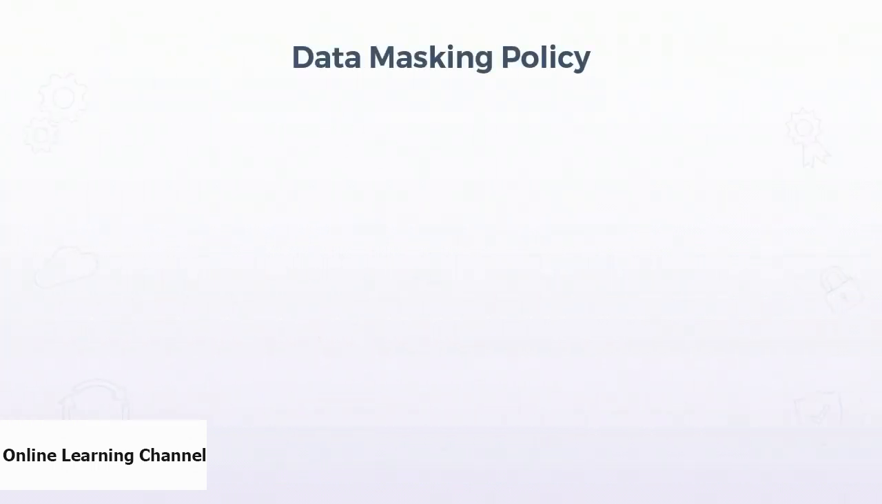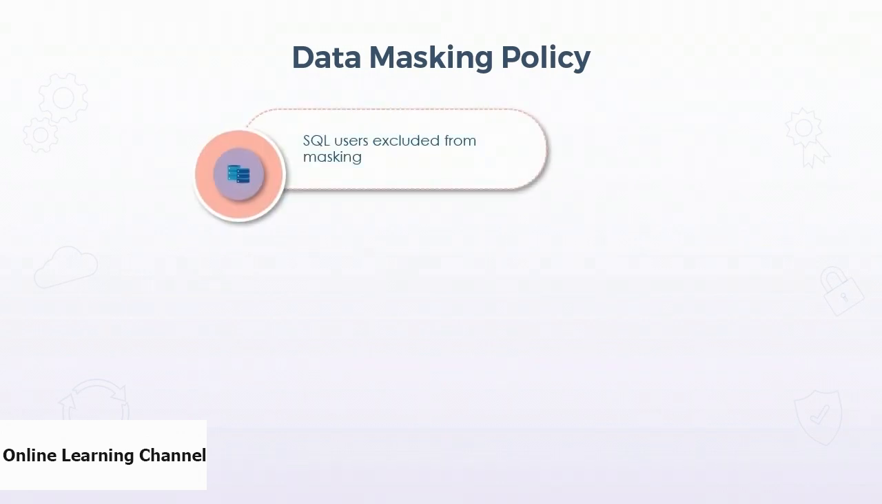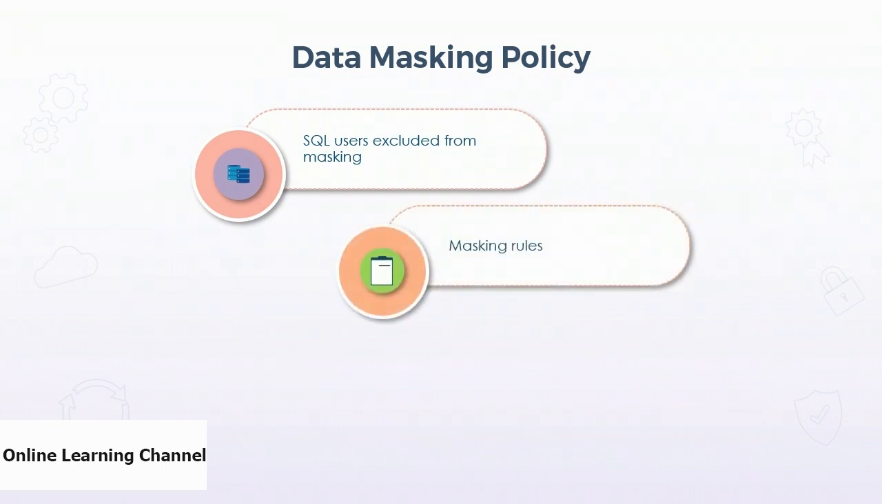Now, as I mentioned already, data masking is configured through something we call a policy, and a policy consists of three main characteristics. First is the SQL users that are excluded from masking. Now, like most things in Azure, the default position is always to be secure. So once you create a policy, it's assumed that it's going to apply to everyone. So if there are users or applications that you don't want the policy to apply to, then you need to explicitly list them. The next characteristic of data masking policies is the actual masking rules.